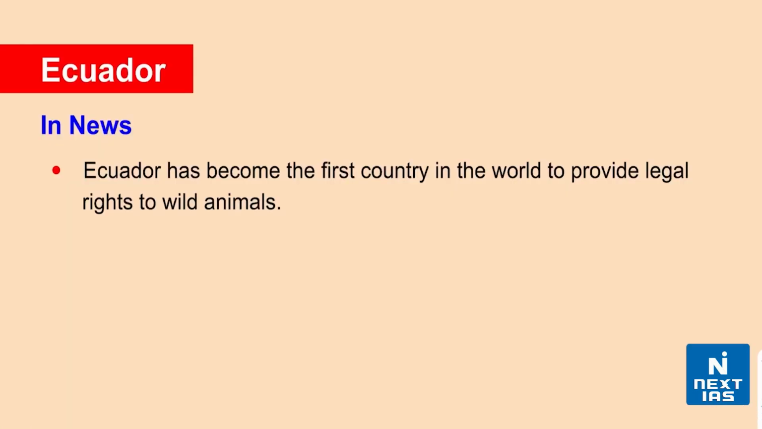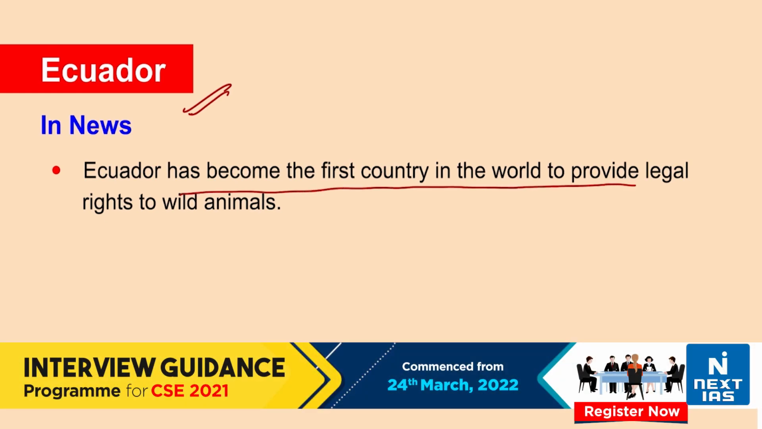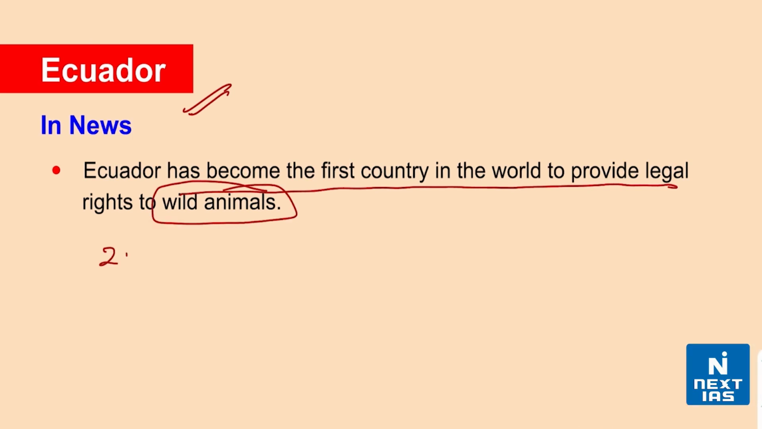Now let us move on to our next location, and that is Ecuador. So why was Ecuador in news? It has become the first country in the world to provide legal rights to wild animals. In fact, back in 2008, Ecuador also became the first country to declare nature as deserving constitutional rights. So it gave enforceable constitutional rights to nature.